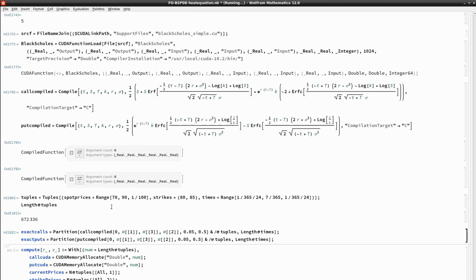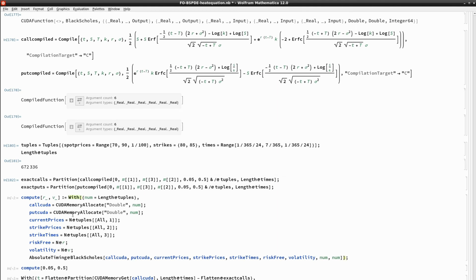So let's compute these prices with our compiled function. It takes much longer, but still, due to the compilation, it's not the end of the world. It just took a few seconds to compute. And keep in mind, we have to multiply this number by 2 because we are doing calls and puts. We're really talking about 1.3 million options here.